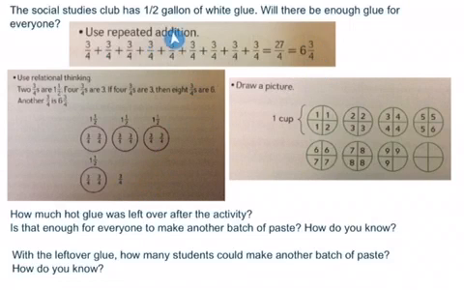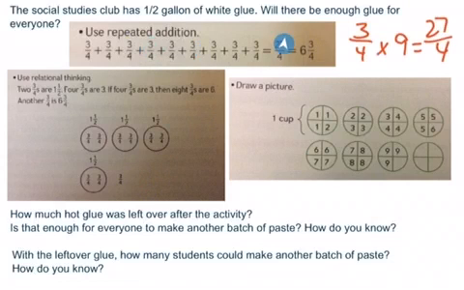So I could use that, repeated addition. I could also then use multiplication there, right? I could say 3/4 times 9 equals 27/4. That's that same concept, but done with multiplication, right? And then I could convert this again to the 6 3/4.